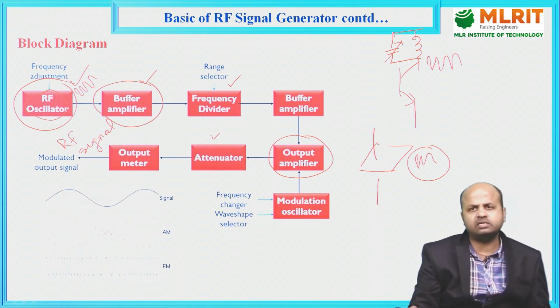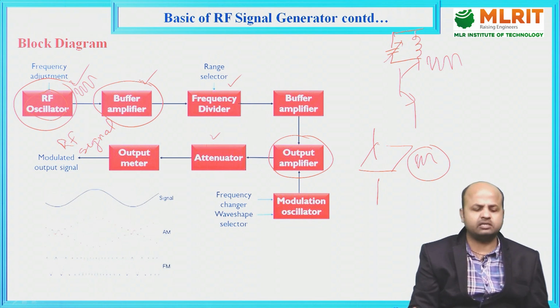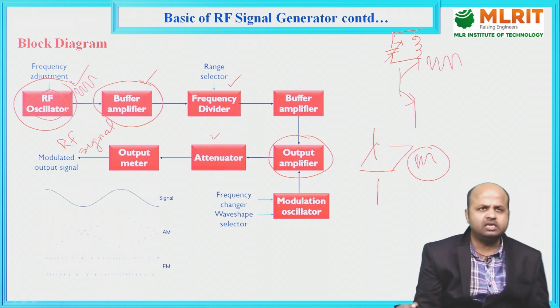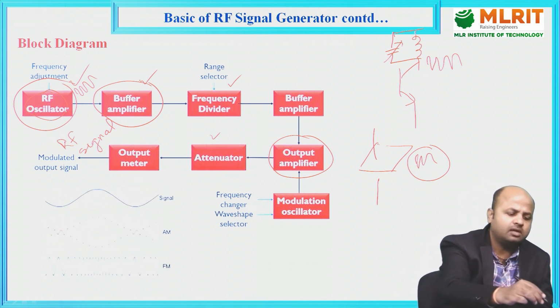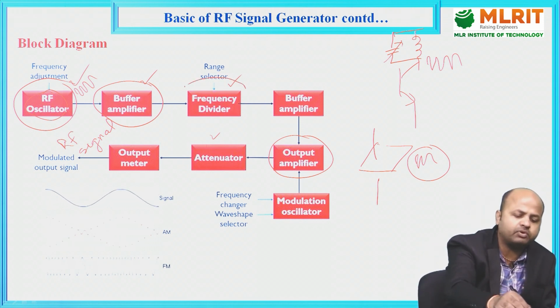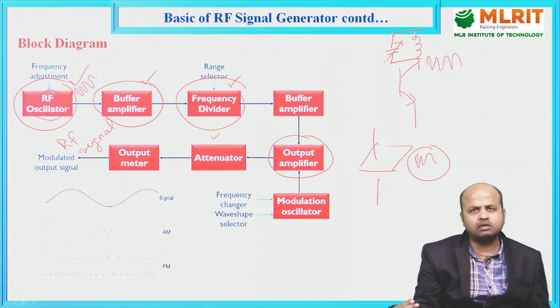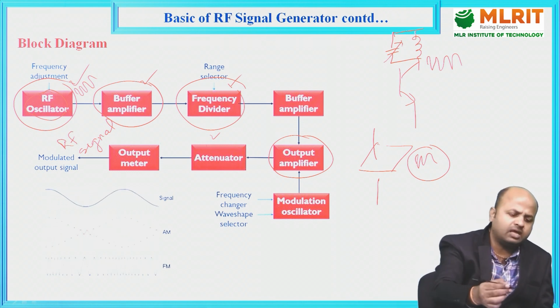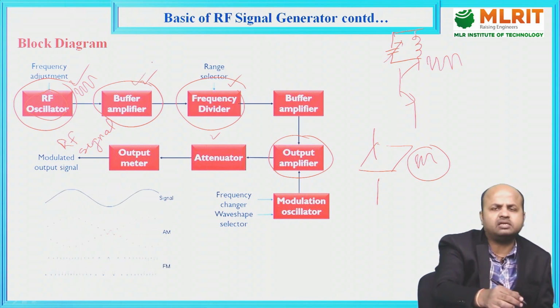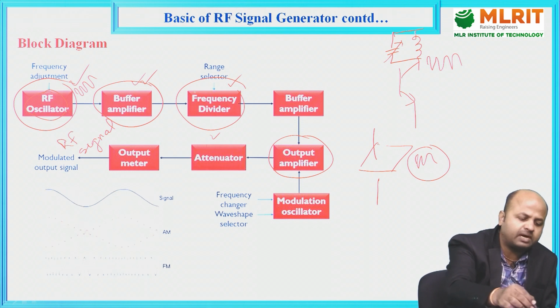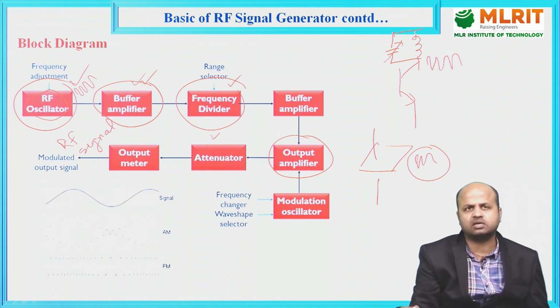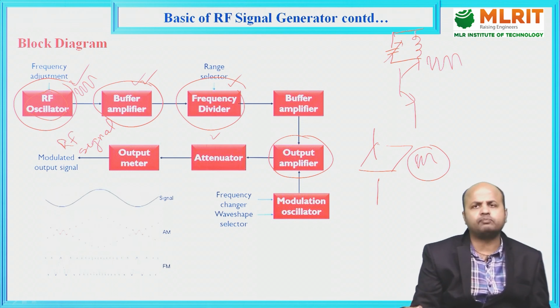Here we can see why buffer amplifiers are used. The buffer amplifier provides some isolation between the RF oscillator and frequency divider circuits. So it avoids any type of distortion or loading effect. A buffer amplifier is a high impedance amplifier which isolates the frequency divider circuit from the RF oscillator circuit to avoid any type of distortion.